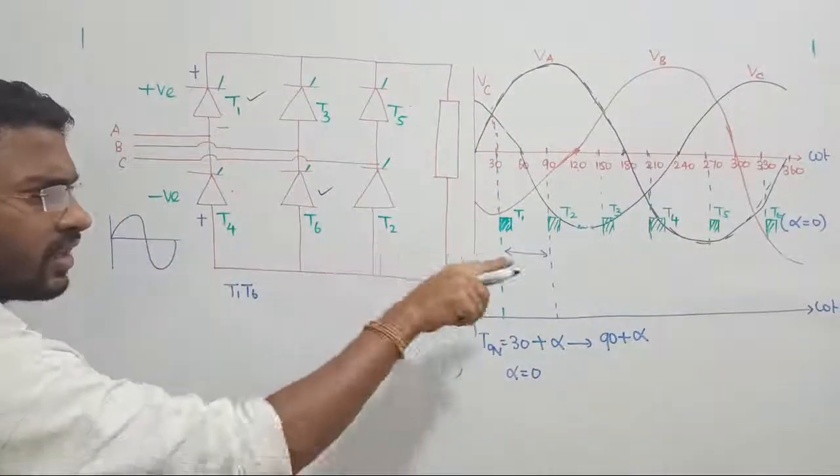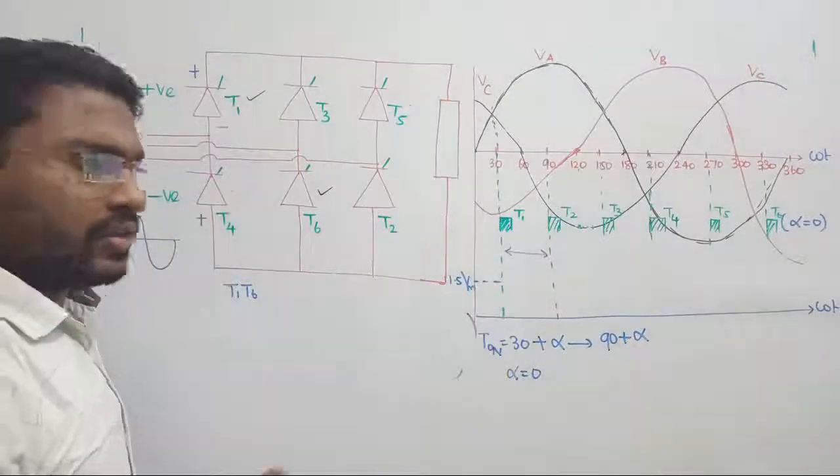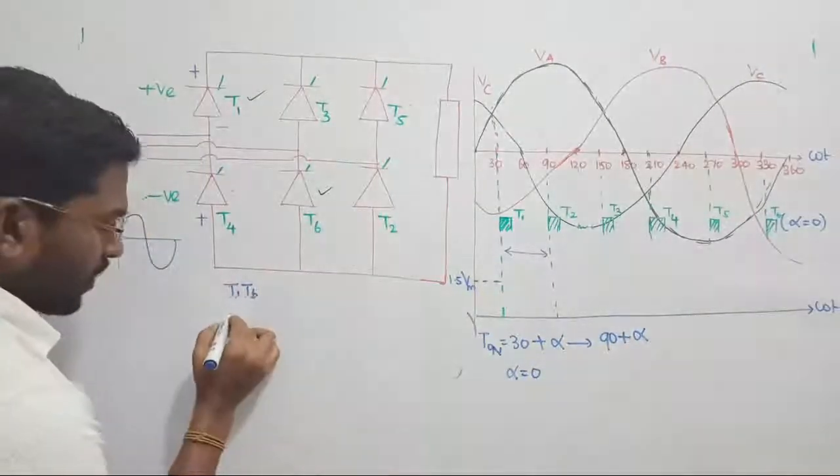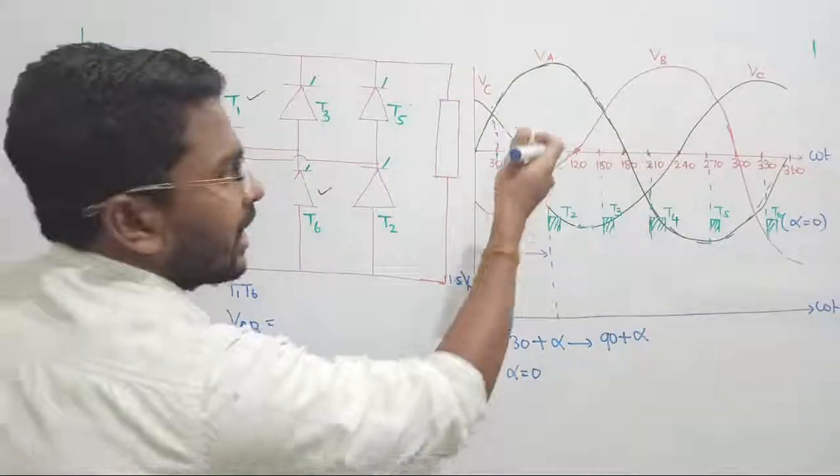Anyway, in this journey, at the intermediate point omega t equal to 60, I would like to know the value with the same voltages, T1 and T6. Once again it is the same voltage, VAB only, but I would like to know this value at omega t equal to 60 now.